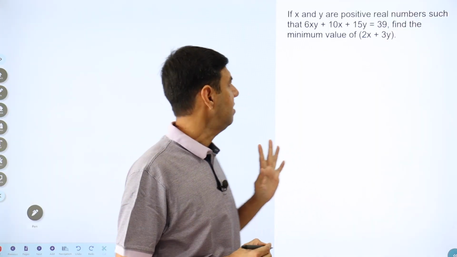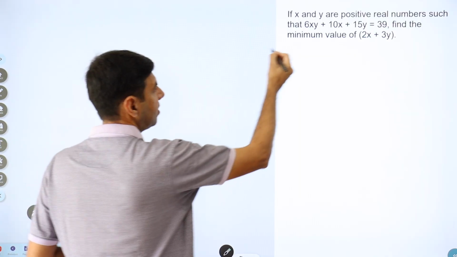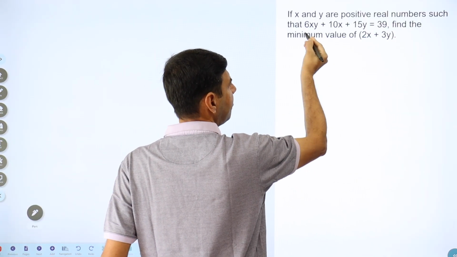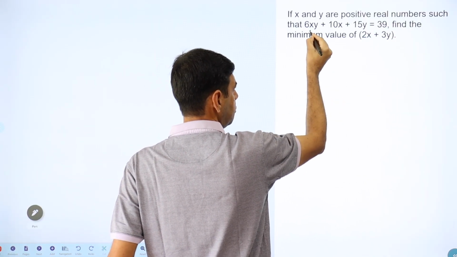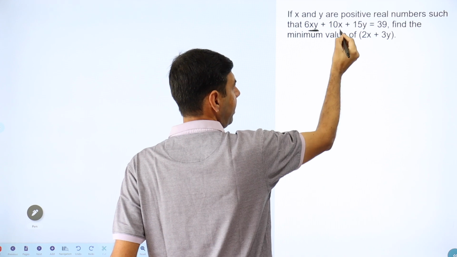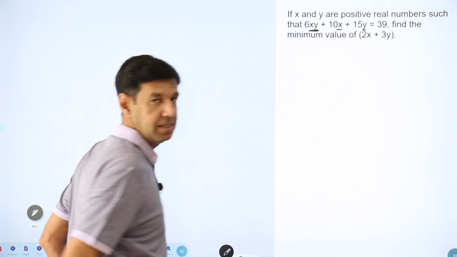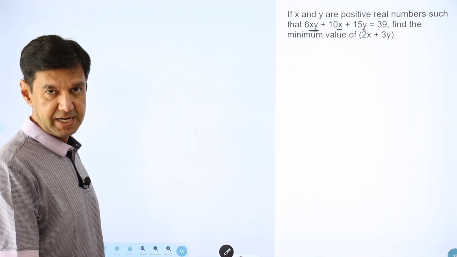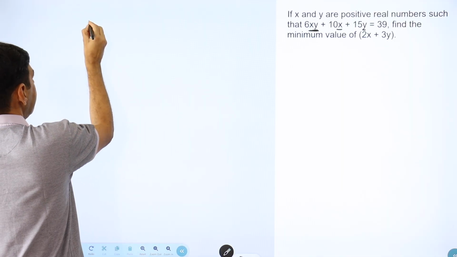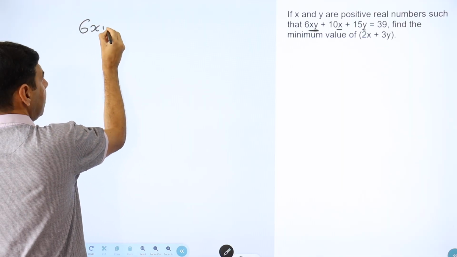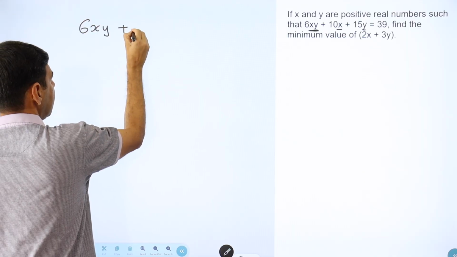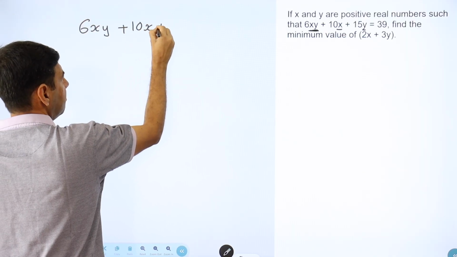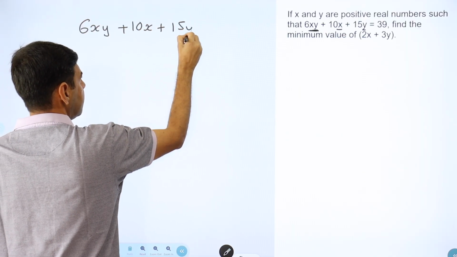An interesting question. X and Y are positive real numbers and we're given an expression. Now you should have realized that in x and y there are three terms, so it should be factorizable. So let me just copy it as it is. You should not be doing this. So plus 10x plus 15y is 39.